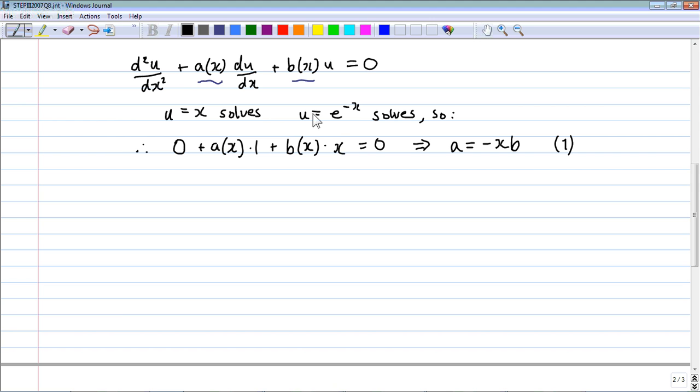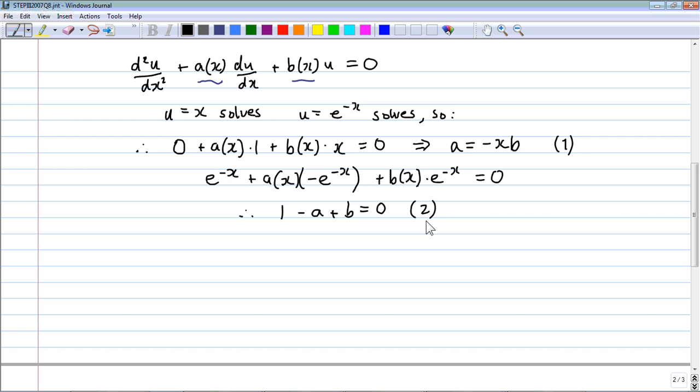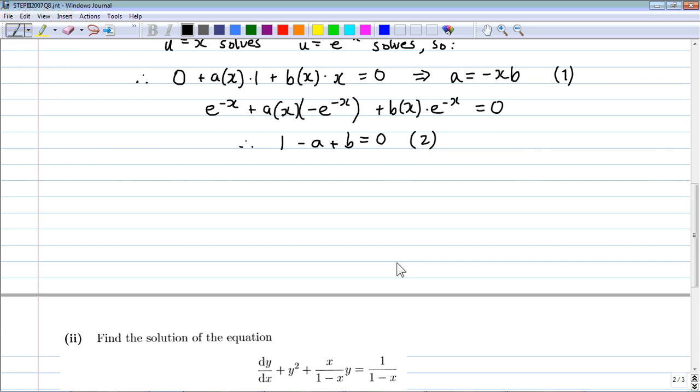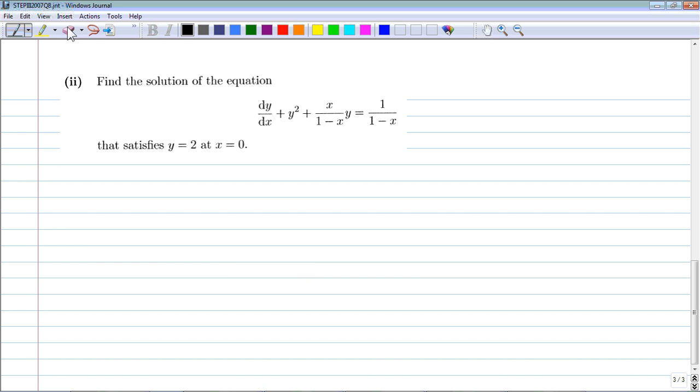Now let's look at the second possibility, e to the minus x. The second derivative of e to the minus x is e to the minus x. The first derivative of e to the minus x is minus e to the minus x. And then we have b of x times e to the minus x. So obviously e to the minus x cancels, giving me 1 minus a plus b equals 0. So that's equation 2.